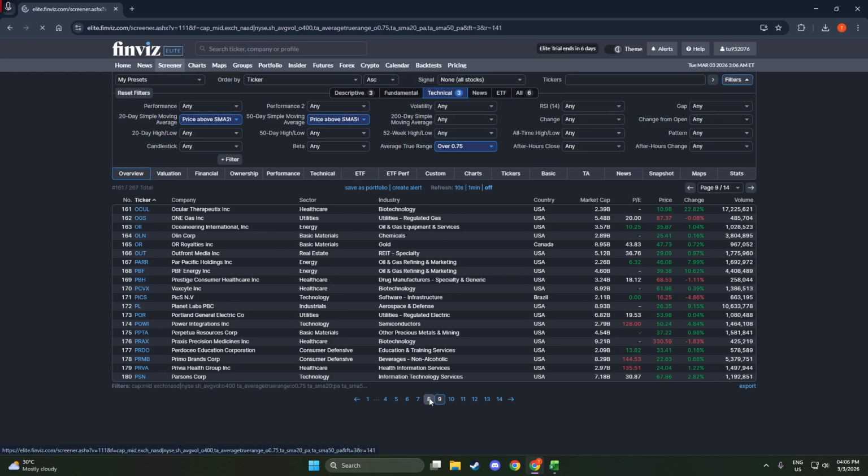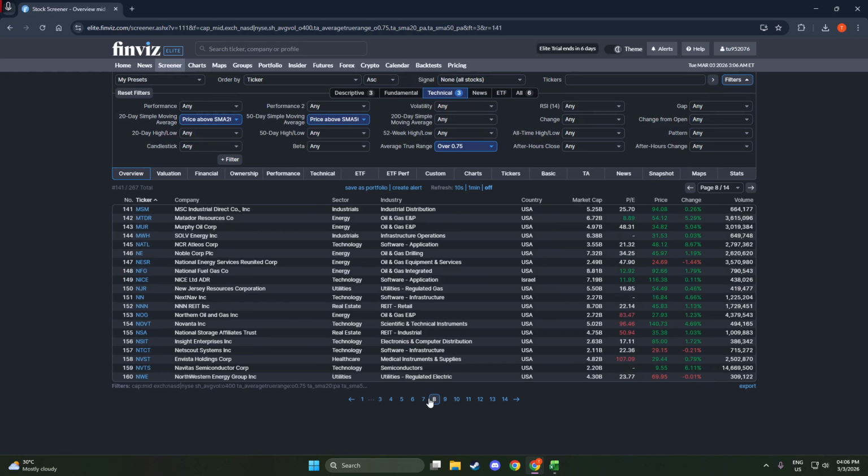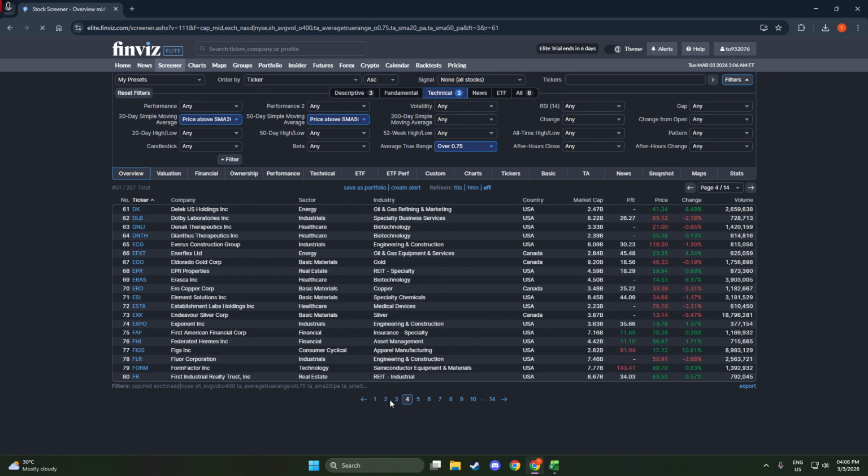That's it. By using the descriptive filters for liquidity and the technical filters for trend and volatility, you'll quickly surface stocks that fit a day trading playbook. Use this setup as part of your routine, refresh it each morning, and you'll start every session with a clear, data-driven shortlist.